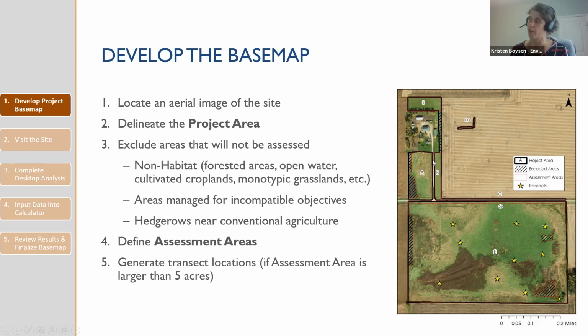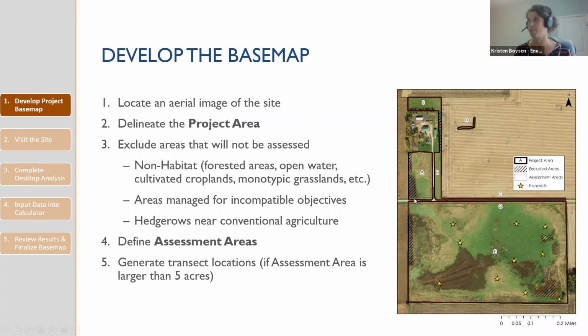You don't include areas that aren't habitat, like ponds or open water. You don't assess things that are managed for things besides pollinators. You don't measure just a commercial ag field. And you also don't measure hedgerows near conventional agriculture, because those are really used as a barrier. So you develop the base map, define your assessment areas.